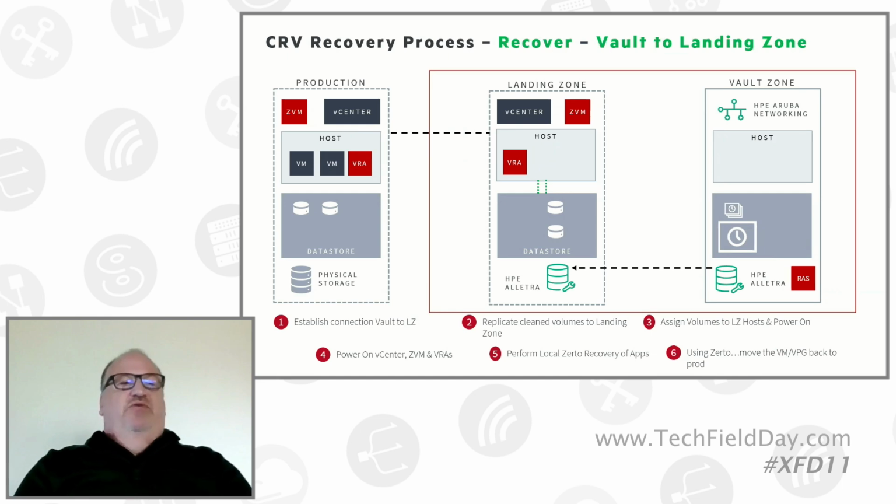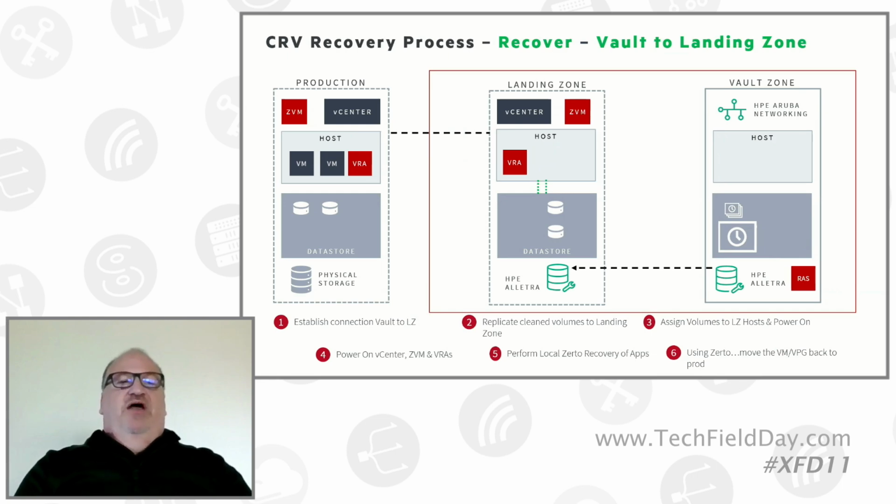At this point, we have the first set of applications back in production, and we can go ahead and do the next set. So think of the landing zone as really a staging area. When we design and architect the vault, we purposely don't build it out to have all the compute that matches production to be able to run all the VMs at once. That's just very cost prohibitive.